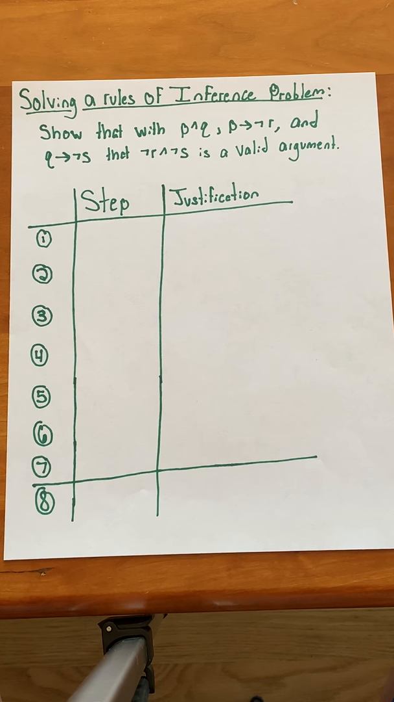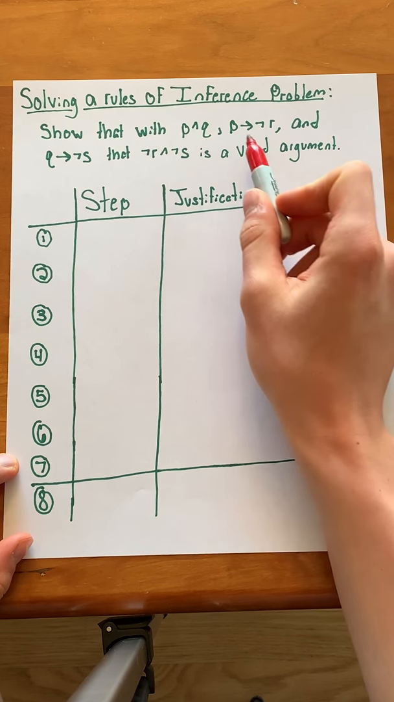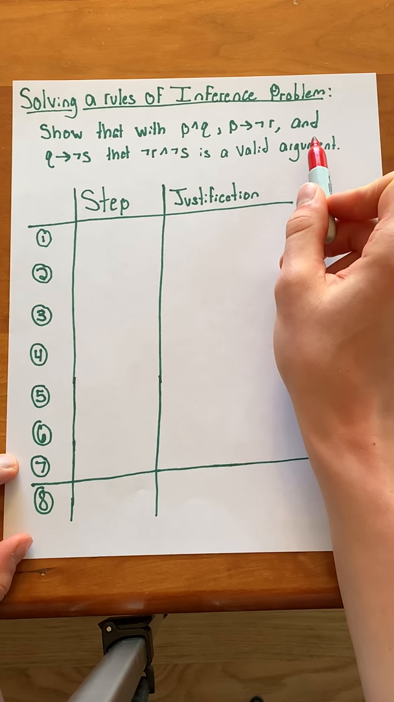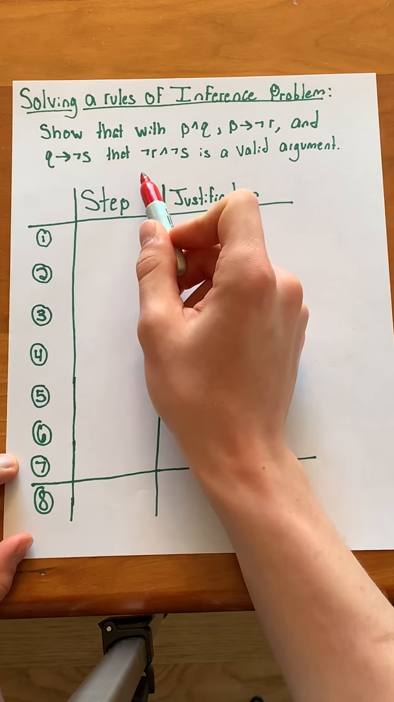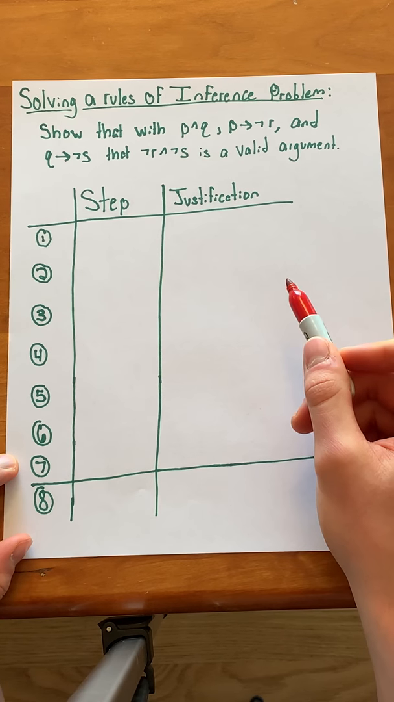In class, you've been learning all about rules of inference. We're going to now demonstrate how to do an example rules of inference problem. Here's our example problem. Show that with P and Q, if P then not R, and if Q then not S, that not R and not S is a valid argument.